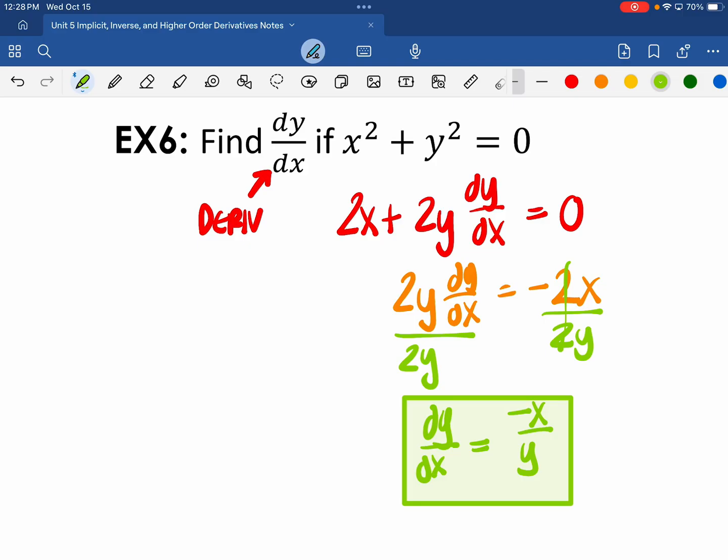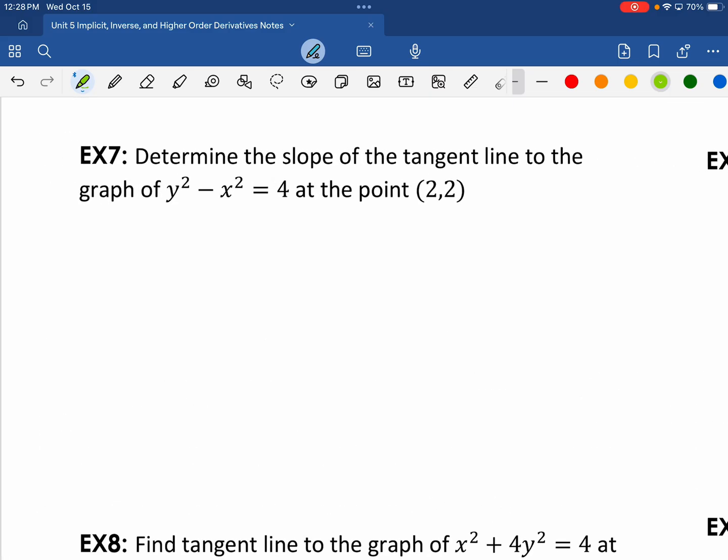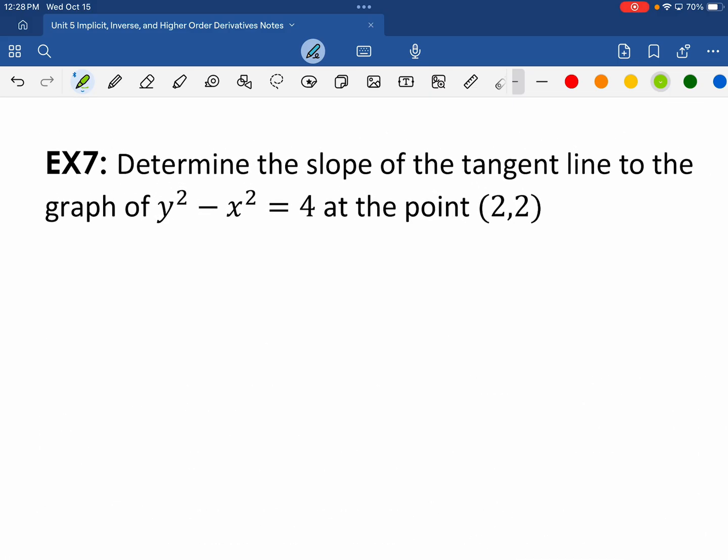All right, does it kind of make sense? Yep. Okay. Slope of the tangent line. So that's kind of the process, but now we're just going to incorporate some different vocabulary and some different style questions, but the implicit is the same.